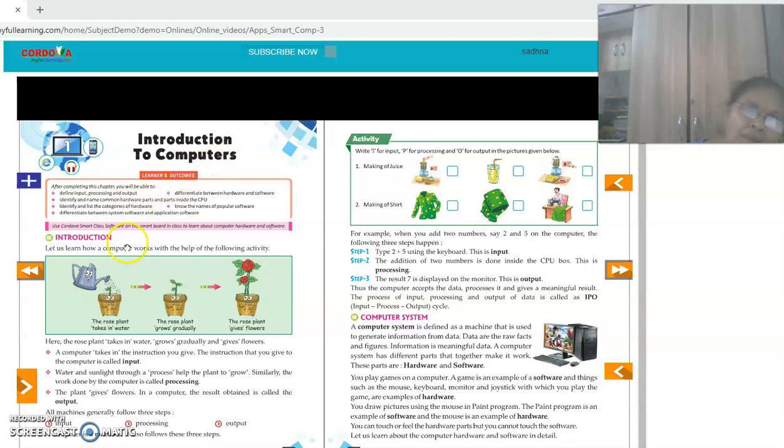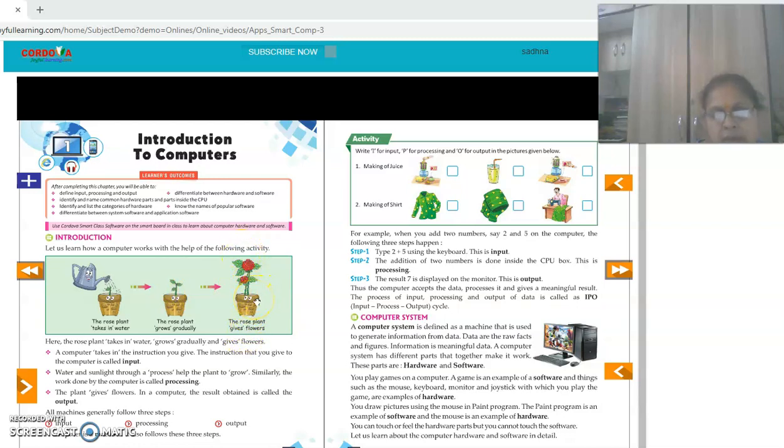But students, do you know how a computer works? No. Okay. So in this chapter, we will start with how a computer works with the help of this activity. Are you seeing this activity? Here is a rose plant which is taking water, and this rose plant grows gradually, धीरे धीरे बड़ा हो गया, and now this rose plant gives flowers.